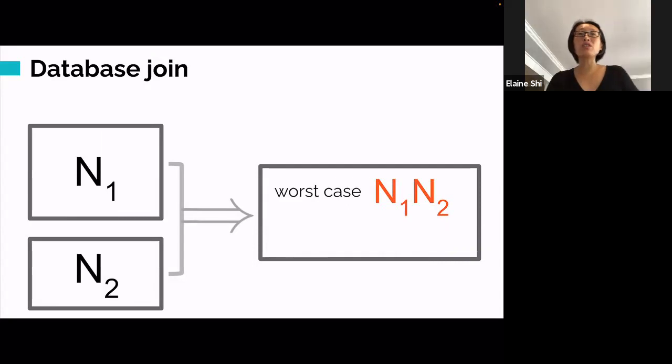So now imagine the input tables have sizes n1 and n2, respectively. In the worst case, the result size can actually be n1 times n2.